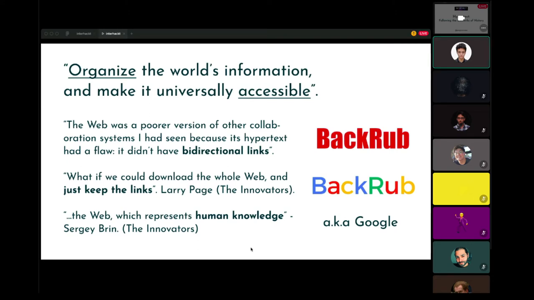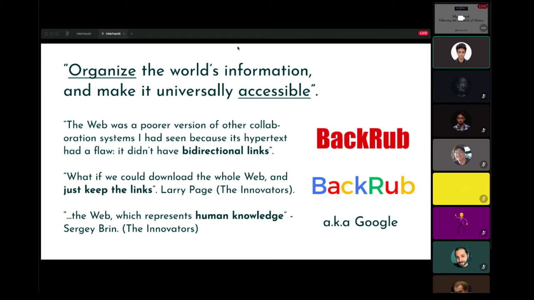But that came after they realized that most of the value in the information around the web came from the links between web pages. And the web had a flaw. It didn't have the directional links. So the guys that founded Google started with this premise. And then they asked themselves, what if they could download the whole web and just keep the links, right? And at the time, they thought that the web was representing human knowledge. So those links between web pages would work as an indicator of the relationships between different pieces of knowledge. That's the most recent appearance of backlinks, but definitely not the first one.